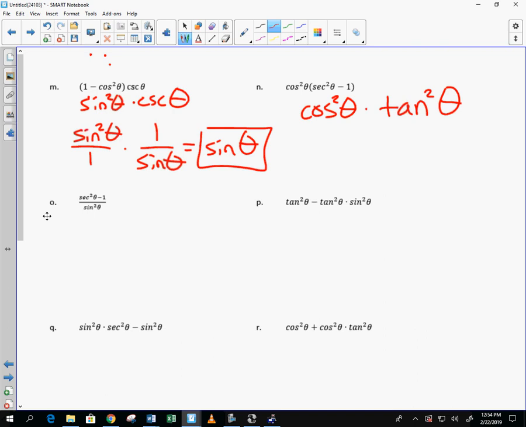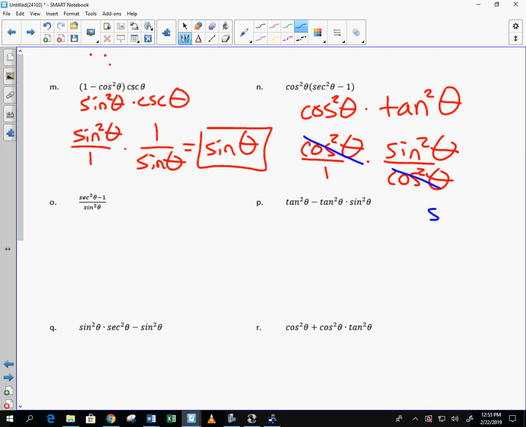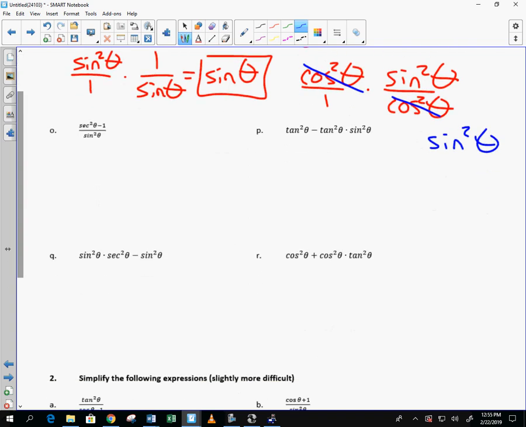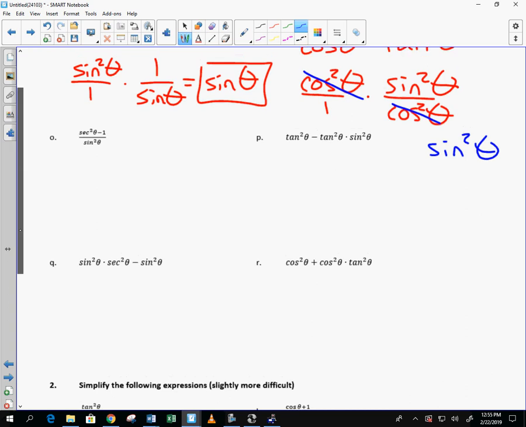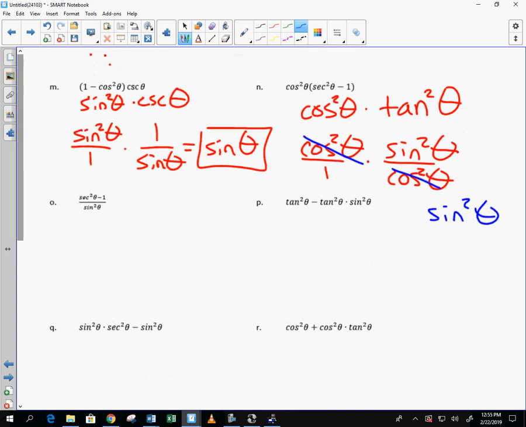Can I simplify that? Cancel them off and get sine squared. Tangent squared is sine squared over cosine squared.